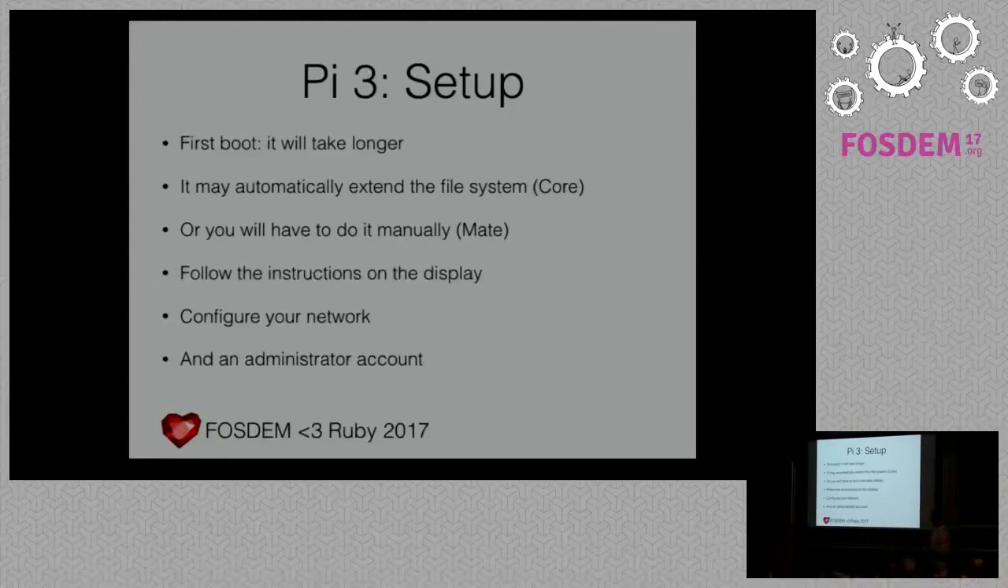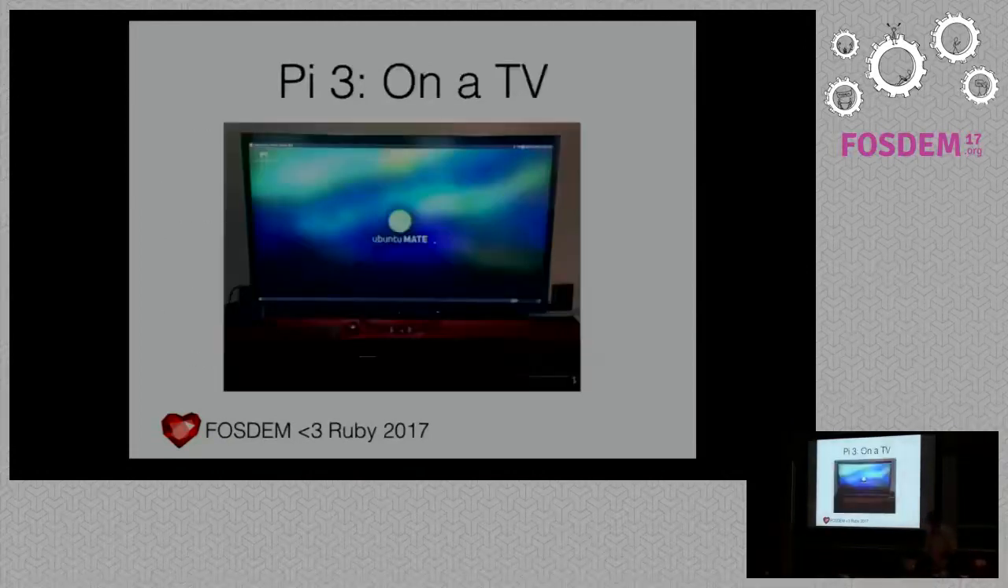You may need to do something else, so just follow the instructions on the display. You may need to configure a network and create an admin account, the first one that you have. And this is a little picture of my Raspberry Pi, my TV, and a keyboard. If you look over here, this small display is actually this box, which is the 7-inch display with the Pi at the back, and that's my living room TV and a keyboard and mouse that I was using.